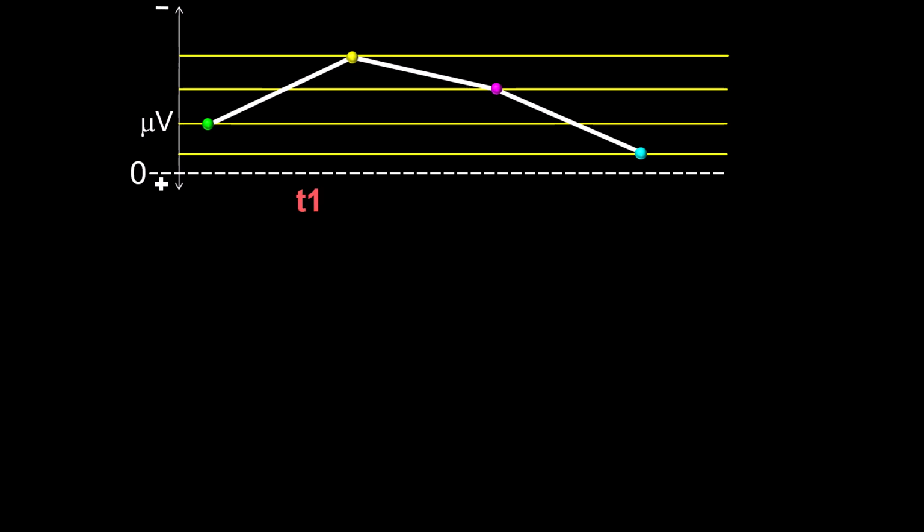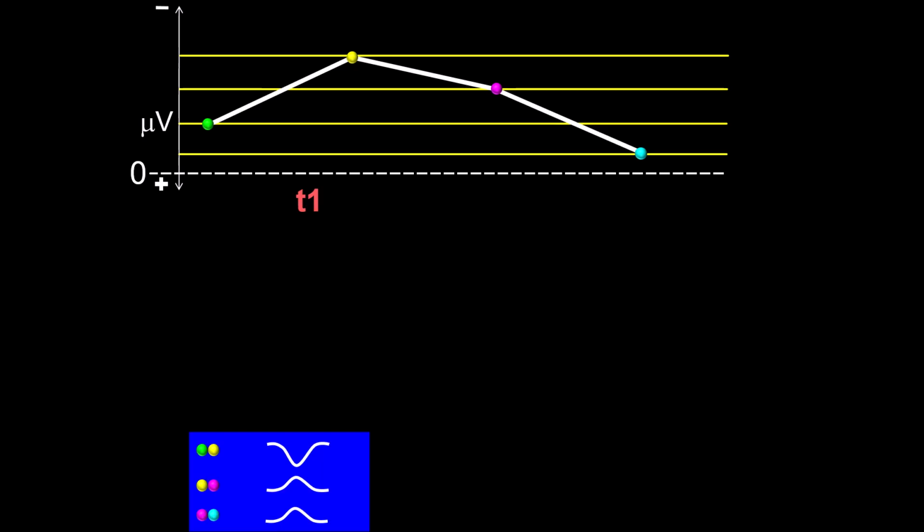Now I am introducing time, in this case time 1. At time 1, were we to view the activity presented in the voltage graph using a bipolar montage, we would see a phase reversal at the yellow electrode. It would be so because the yellow electrode is at the highest voltage level. The phase reversal, as you know, will be called an instrumental phase reversal.